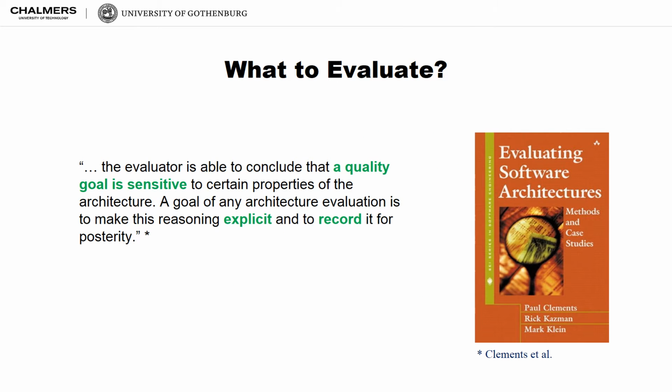This observation is in line with existing literature on software architecture evaluation. For instance, Clements, Kazman, and Klein argue that the evaluator is able to conclude that a quality goal is sensitive to certain properties of the architecture. They also observe that the quality assessment exercise should be made explicit and recorded for future reference and use.